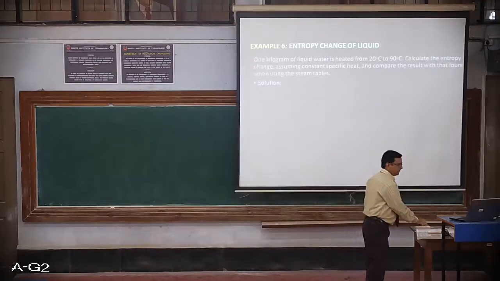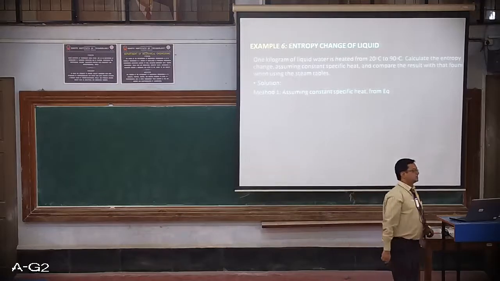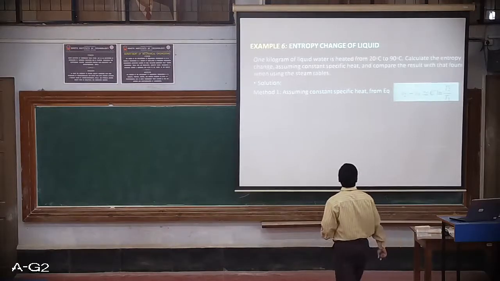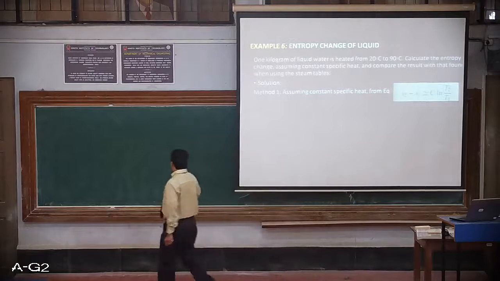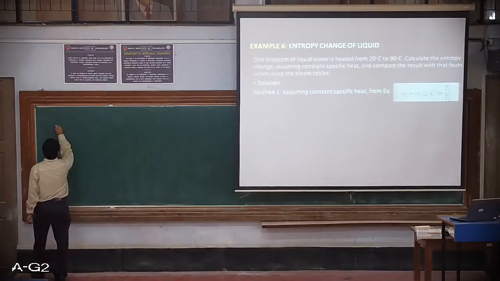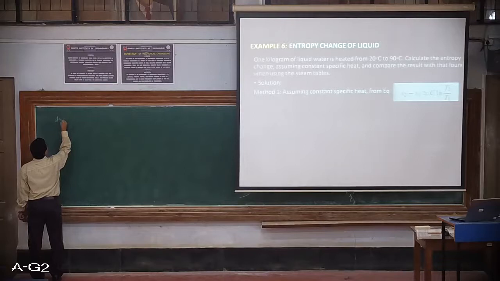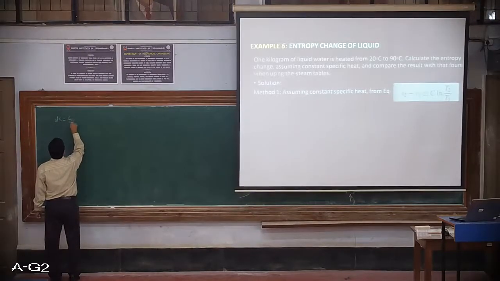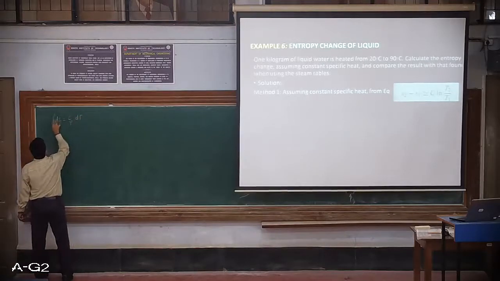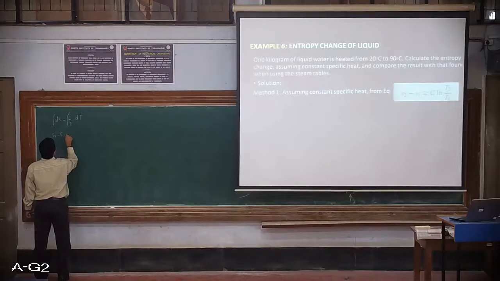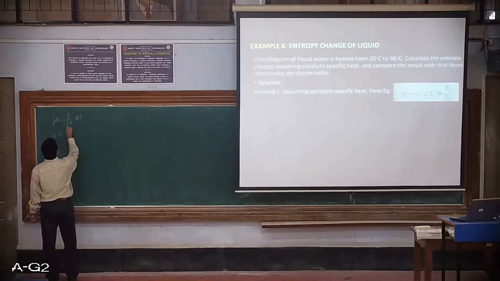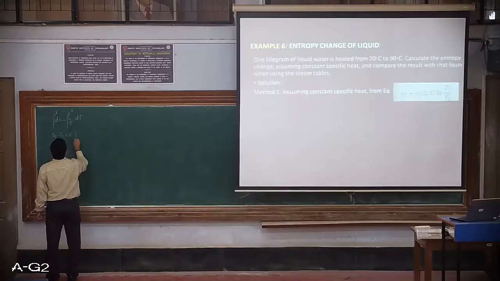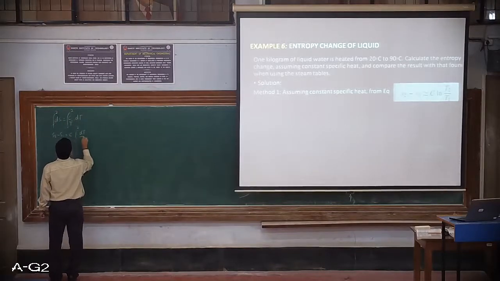Water is used. Method 1 is assuming constant specific heat from the equation. Whatever equation we have developed, I am using here: ds is equal to, earlier what we got was C by T dT. Now if we integrate it, it's going to be S2 minus S1. Now C is constant between state 1 to 2, so it comes out of the integral, leaving integral 1 to 2 dT upon T.